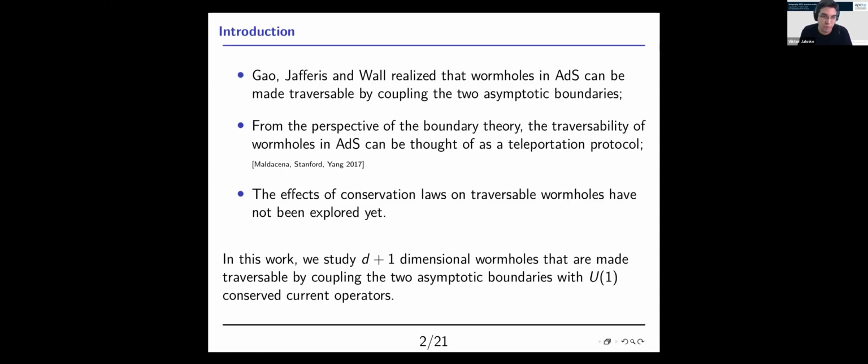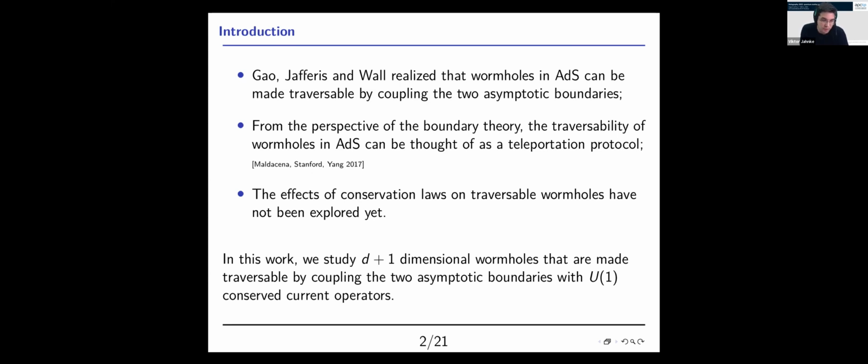Recently, Gao, Jafferis, and Wall realized that wormholes in AdS can be made traversable by coupling the two asymptotic boundaries. From the perspective of the boundary theory, the traversability of wormholes in AdS can be thought of as a teleportation protocol. This is interesting because it opens the possibility to study setups which people call, and I quote, quantum gravity in the lab. However, the effects of conservation laws on traversable wormholes have not been explored yet.